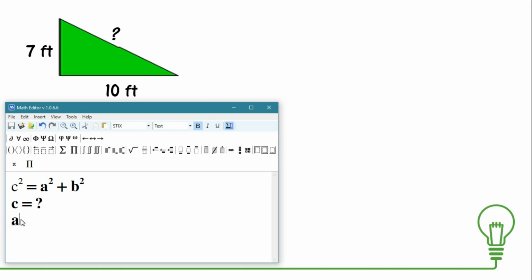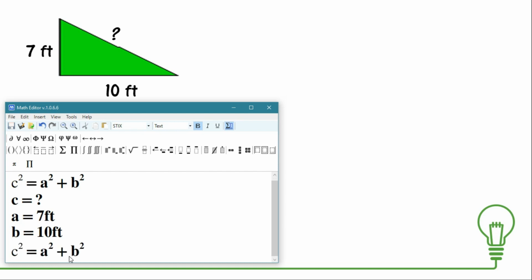So in this example, let us assume that the value of A is 7 feet and the value of B would be 10 feet. Okay? So what we're going to do is just to plug in these values to our formula, which is C square equals A square plus B square, A being 7 and B being 10.